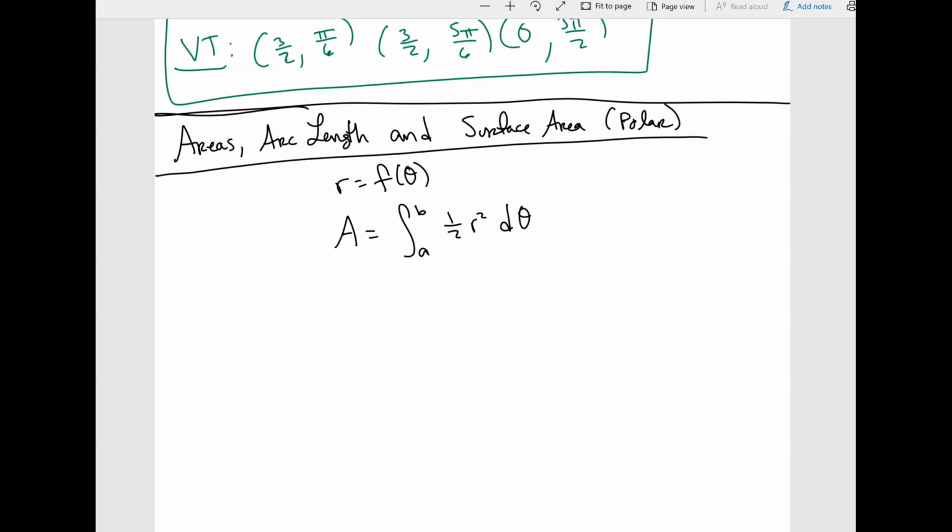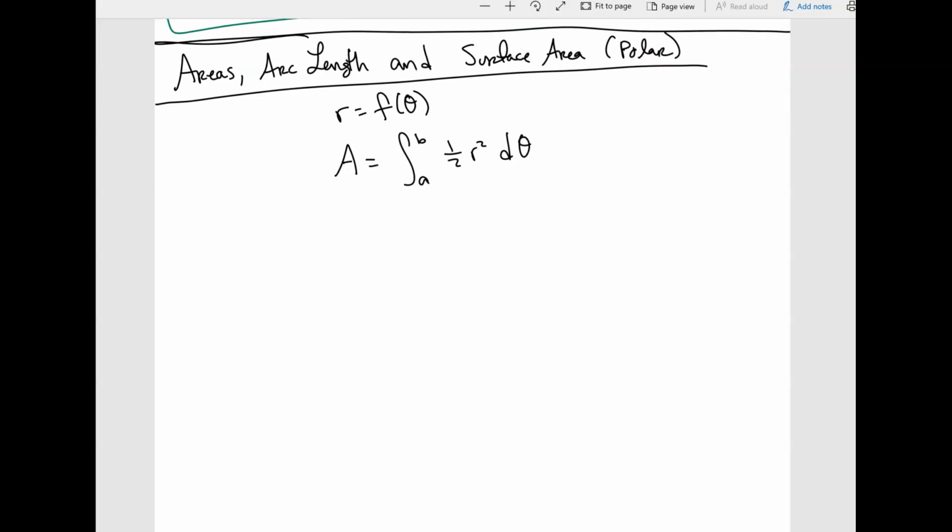That would be very, very wrong. Okay, d theta. Now what you might be wondering is, where did this formula come from? Well, this formula basically comes from the fact that you're looking for the area of a sector from trig. If you remember, the area of a sector is equal to 1/2 r squared theta.